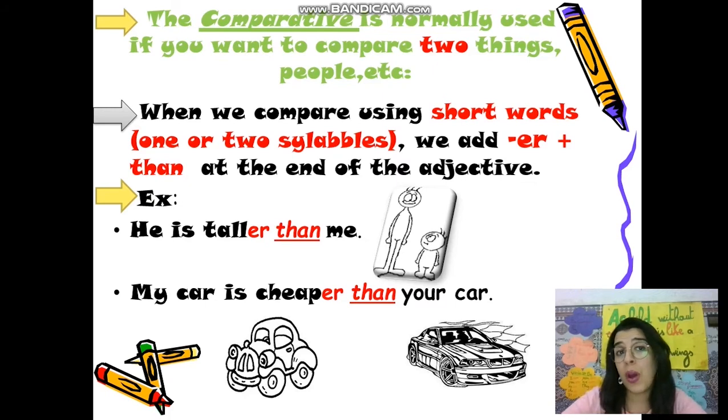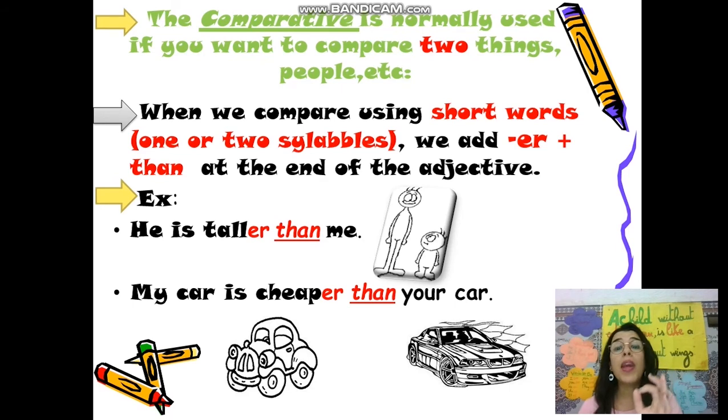When we compare using short words, one or two syllables, we add er at the end of the adjective. I think we did it in our class, and we learned how to count syllables in a word. For example, when I say happy, how many syllables? We have two syllables. Good has got one syllable. When I say intelligent, the word has got four syllables.